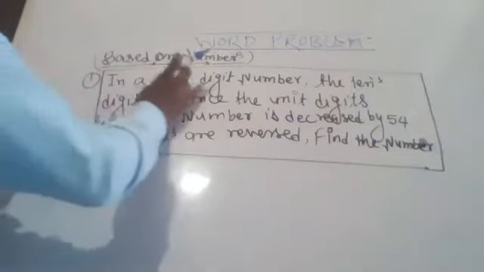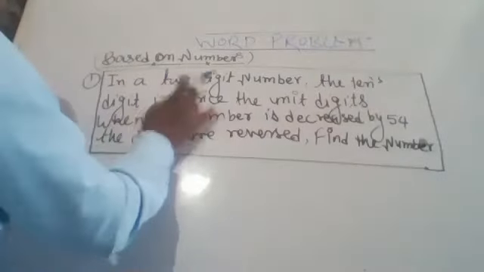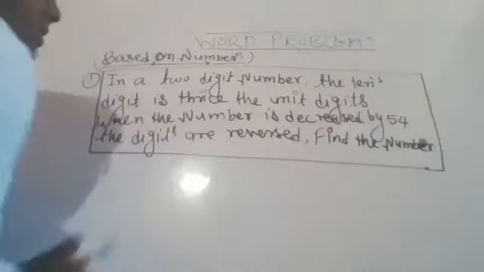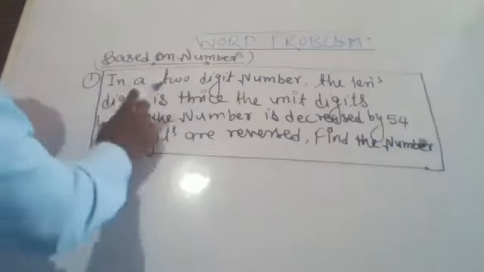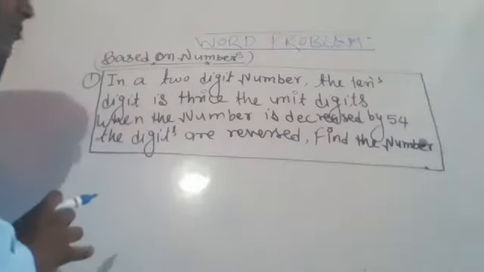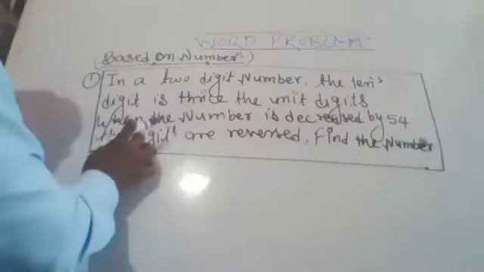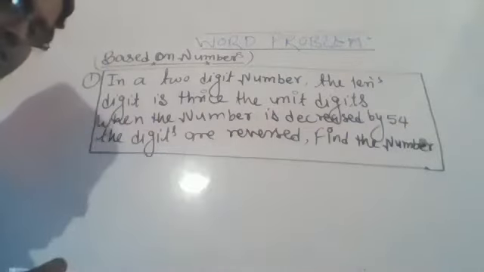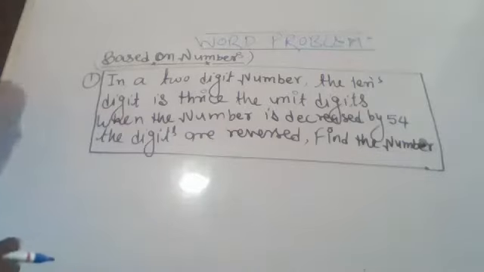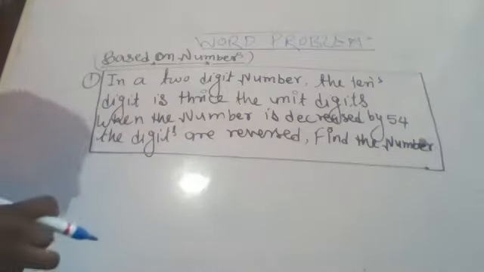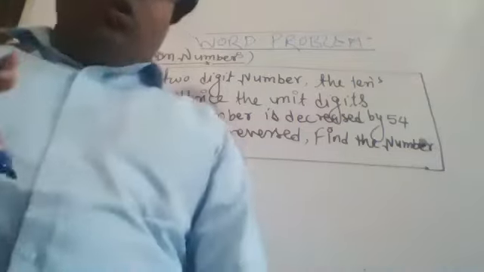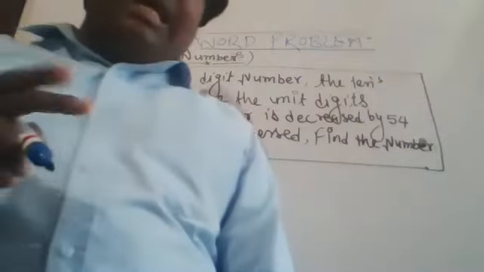In a two-digit number, the tens digit is thrice the unit digit. When the number is decreased by 54, the digits are reversed. Find the number. This is the question, everyone. In a two-digit number, as you know very well, there are two places for the digits, unit place and tens place.